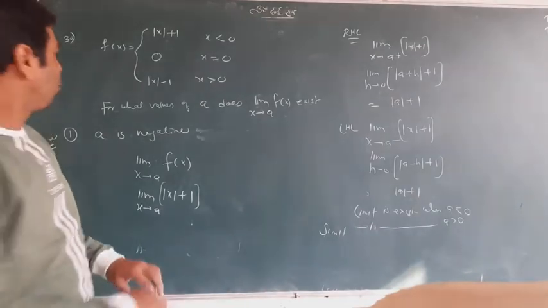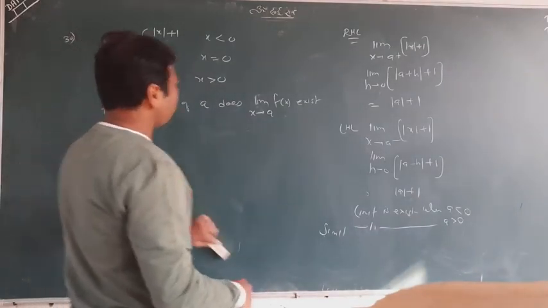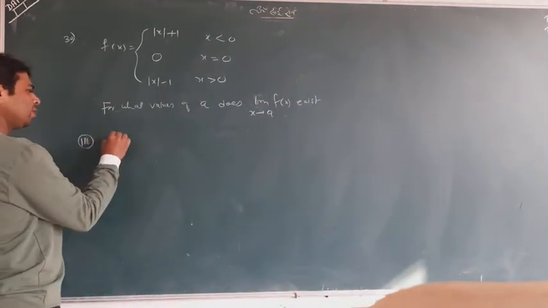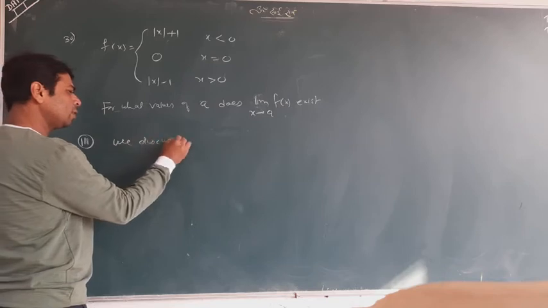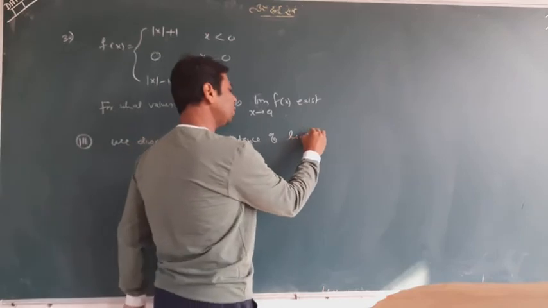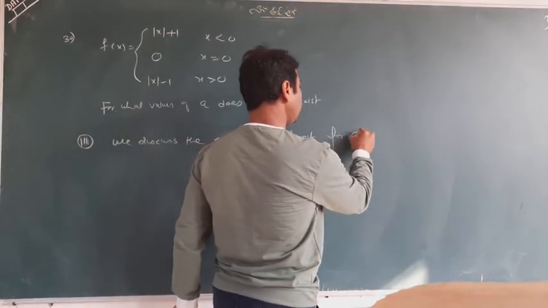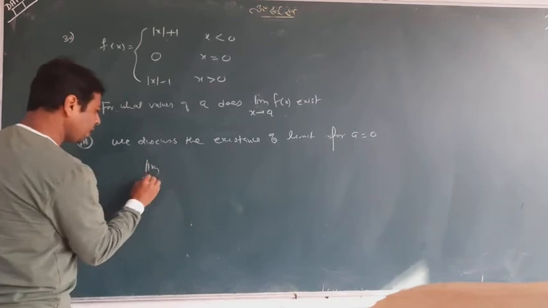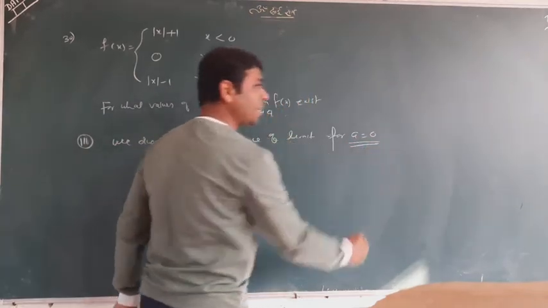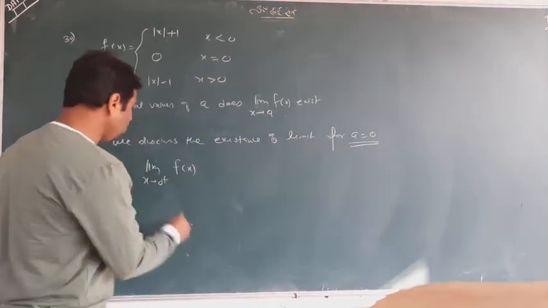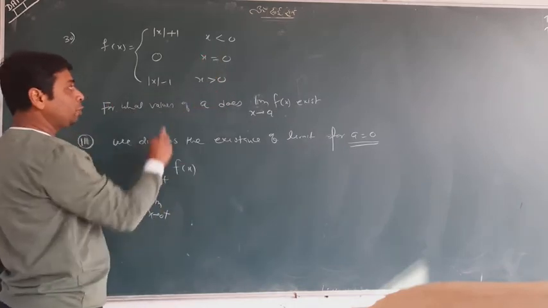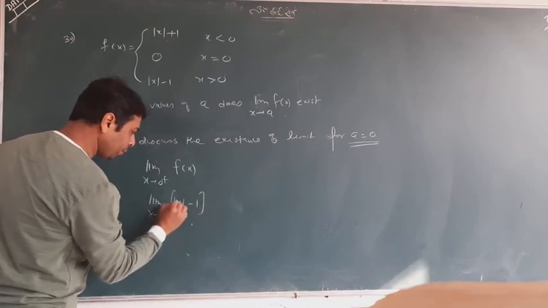And lastly, we will discuss a equal to 0. Three things we adopted. The third thing, now we discuss the existence of the limit for a equal to 0. I will take x tends to 0 plus, because I am now exactly on 0 finding the existence. For x tends to 0 plus, x is greater than 0, so mod x minus 1 will be taken here.